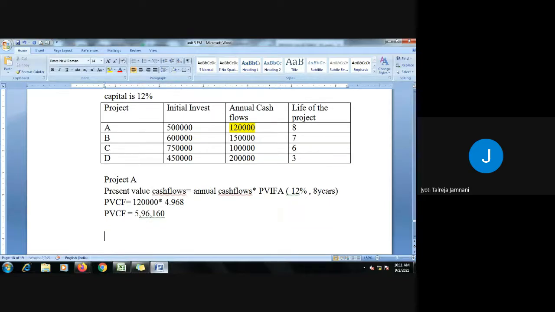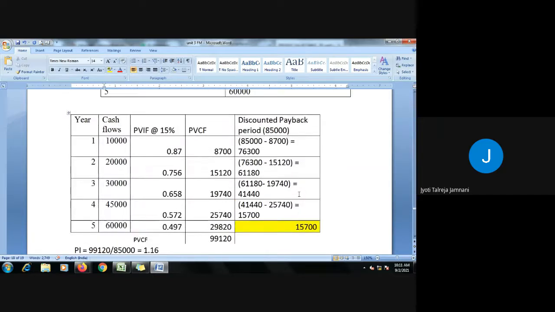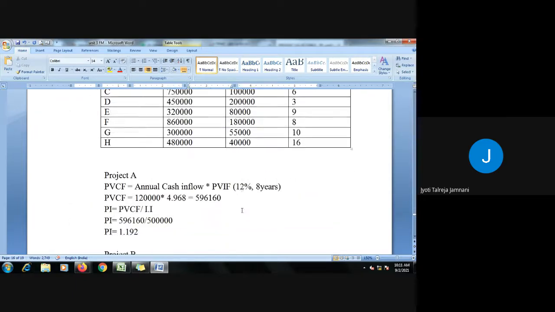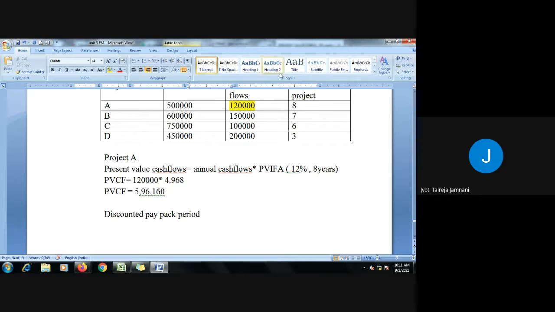Now we have to find the discounted payback period. I had taught you how to find the discounted payback period if they have given a series of cash flows. In the previous sum, we had done it. We see the initial investment, from that we minus the first year cash flow and get the remaining balance, then again minus the second year cash flow, and so on. Here we had a series of cash flows, but in this case we have an annuity of 1,20,000 every year for 8 years, and the final answer, the total present value cash flow.